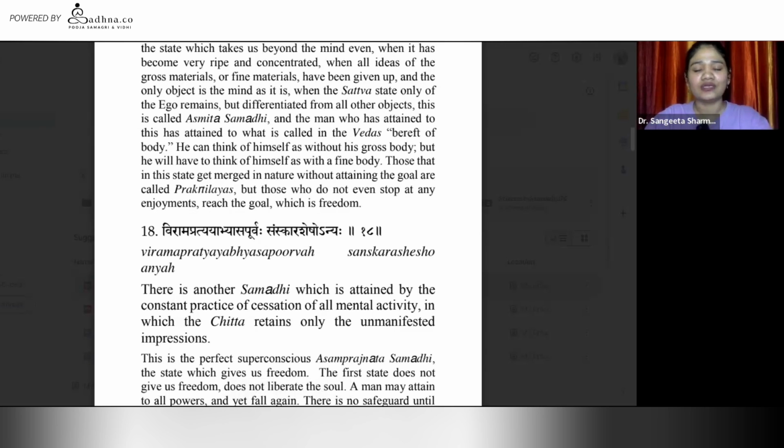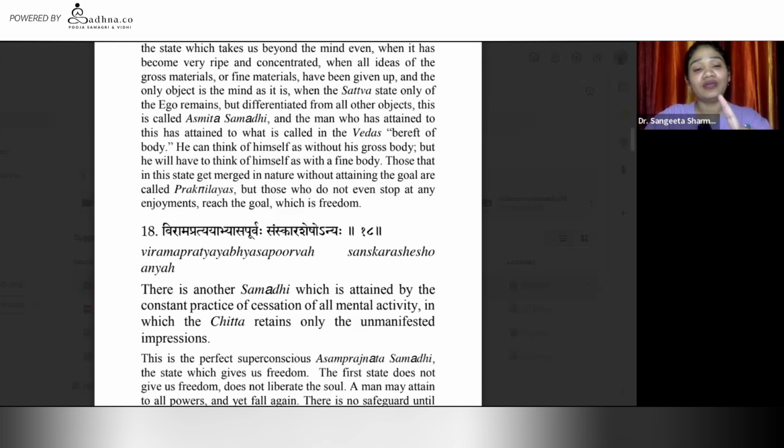Patanjali knows this text is not only for the sampragyat yogi. He created this Yoga Sutra for three kinds of seekers. One who is a very common layman, who has ashuddhi in his mind. Second, who has kleshas in his chitta. And third, who is above kleshas, who is almost at sampragyat samadhi. Now he's immediately talking about samadhi also in the 18th sutra. You will see virama pratyabhyasa purva sanskara shesho anya. There is another samadhi, which is basically asampragyat samadhi, where all sanskaras are stopped.